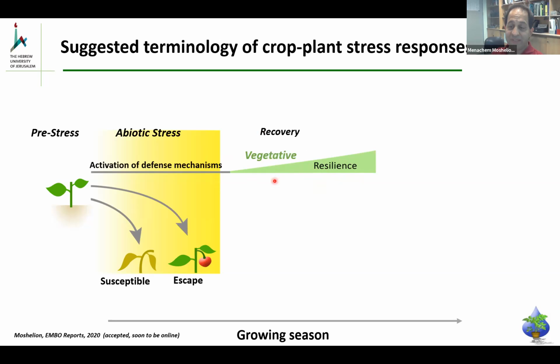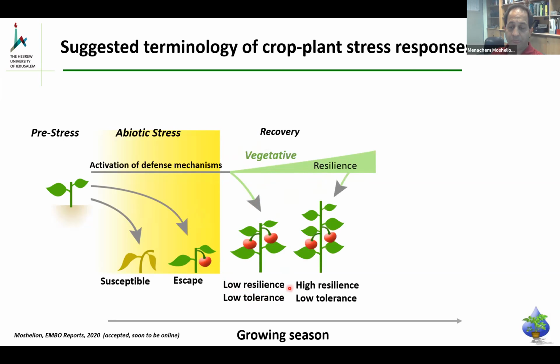So resilience is the recovery of the vegetative part of the plant. The plant that suffers under stress will start to grow new leaves, new roots, new shoots. Now, if the plant has low resilience, it probably also will have low tolerance. Tolerance is basically the amount of yield that the plant produces in response to the drought.